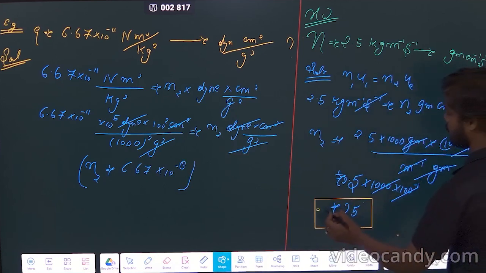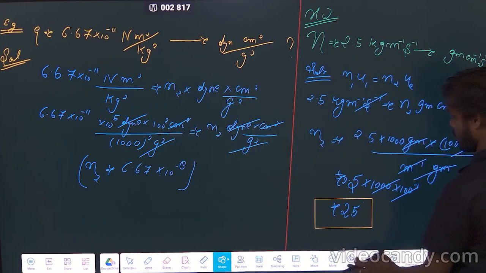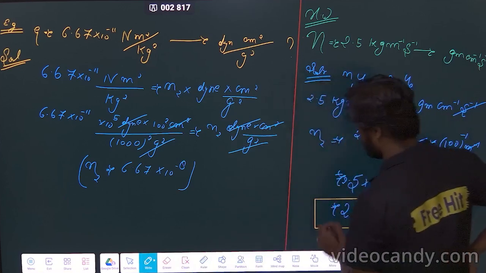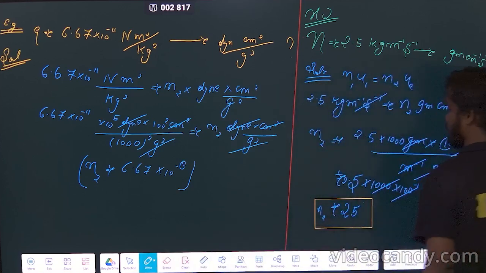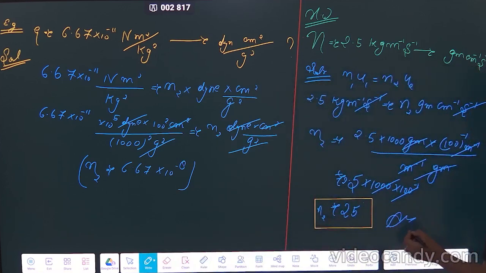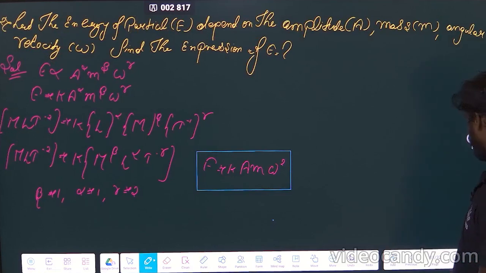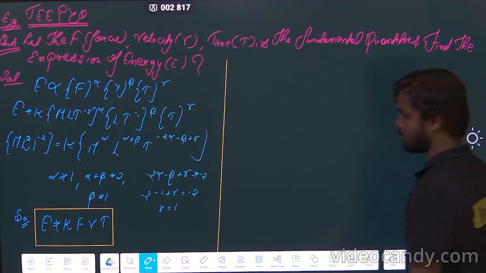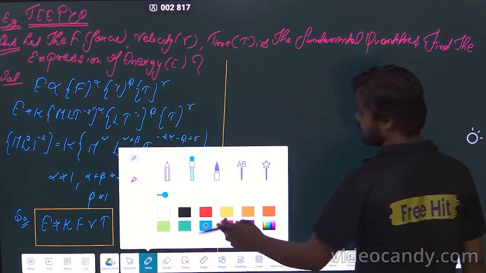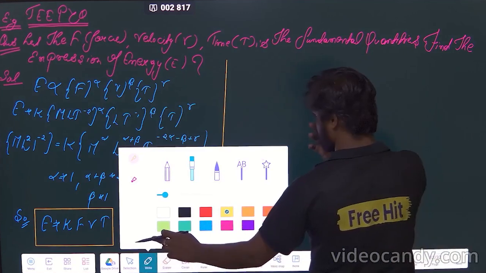Clear? This is my answer. Okay, clear? Then we have seen this thing, and the next thing is limitations. What are the limitations?